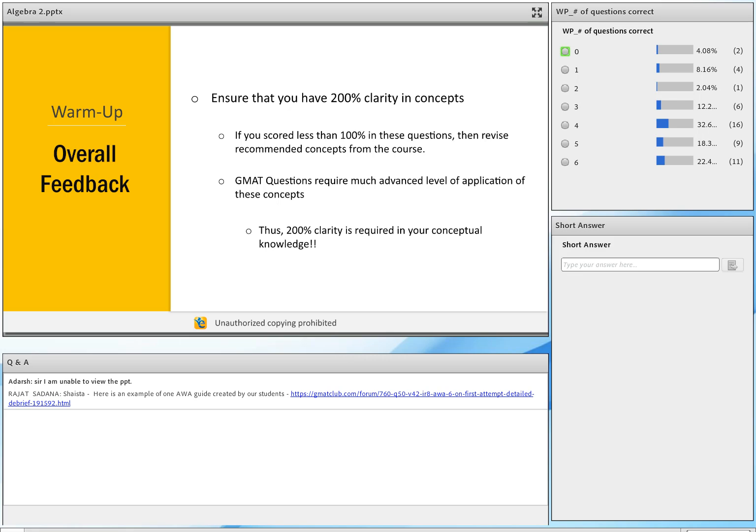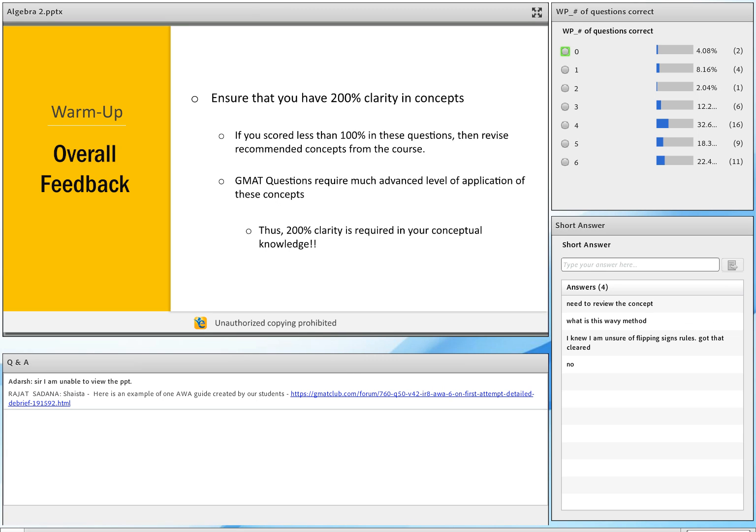Any comments on your learnings from the warm-up section before we move to the next section of GMAT style questions? What is this wavy method? I will just share that with you. But tell me about what it is that you've learned so far.